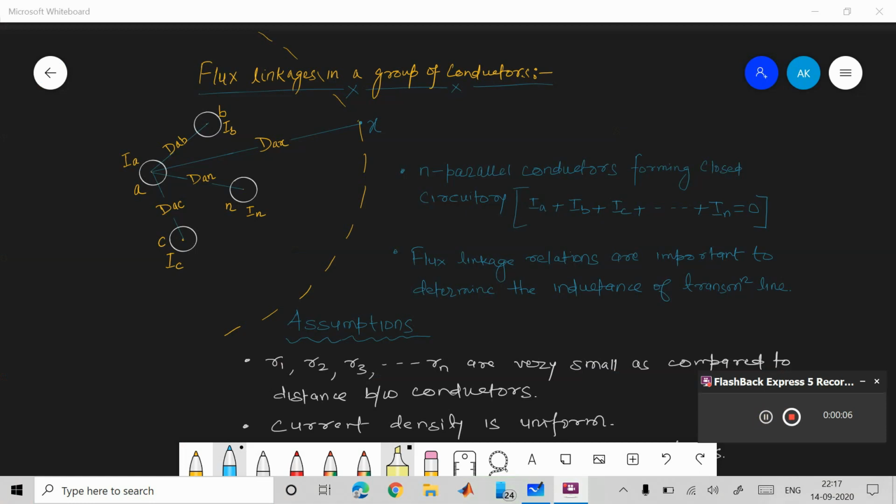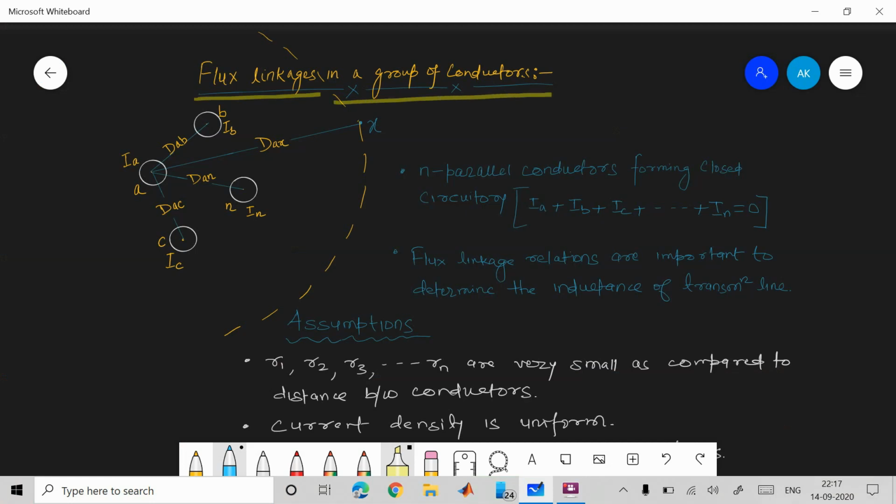Okay, today we will learn how to write flux linkages in a group of conductors. For this, let us assume n number of parallel conductors. Let the first conductor be A, the second conductor be B, the third conductor be C, and so on. You have a large number of conductors up to n conductors.